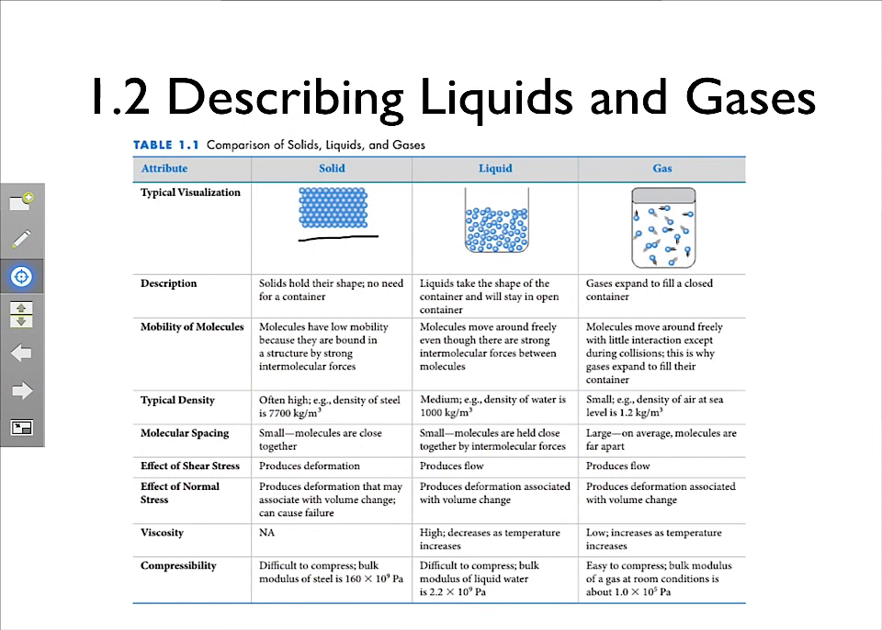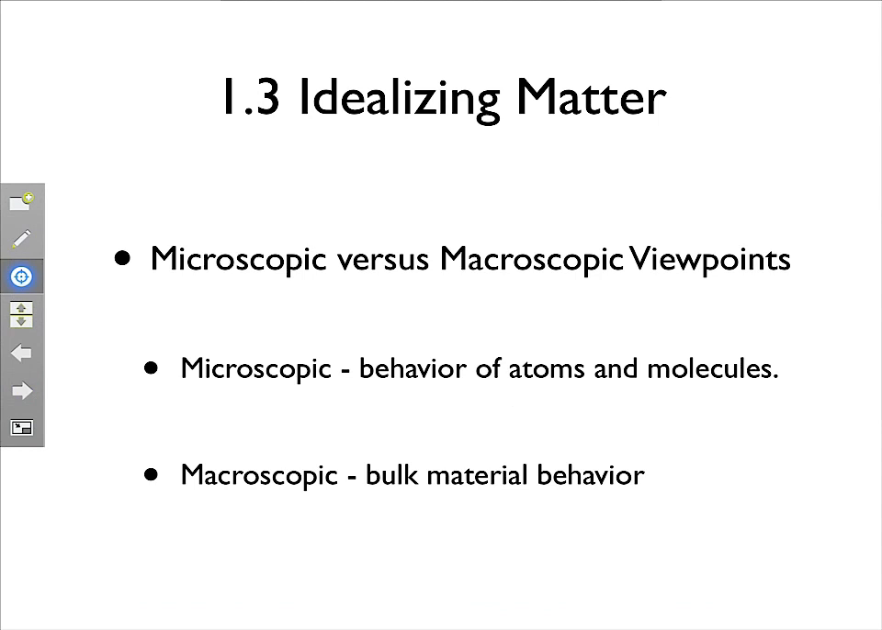So those are a quick description of the matter, and of course the fluids are the liquids and the gases here. So if we look at idealizing this matter, section 1.3, we can see that there are various different ways to look at matter. One of them is a microscopic view, looking at the behavior of the individual atoms and molecules within a fluid.